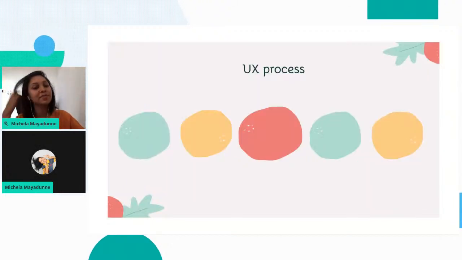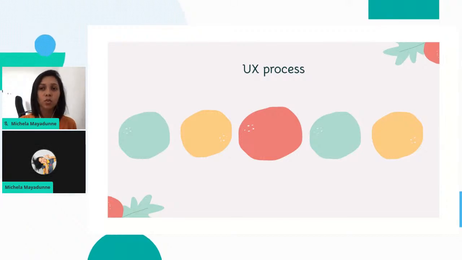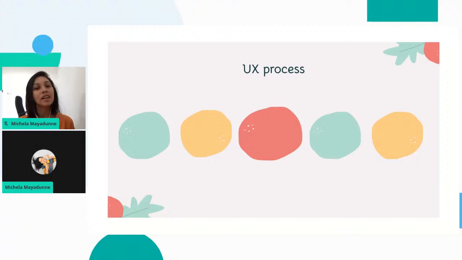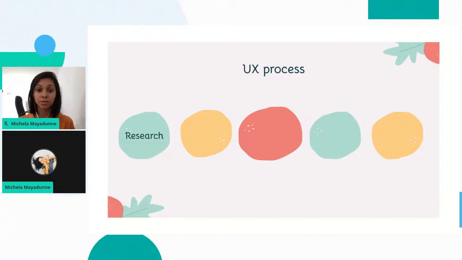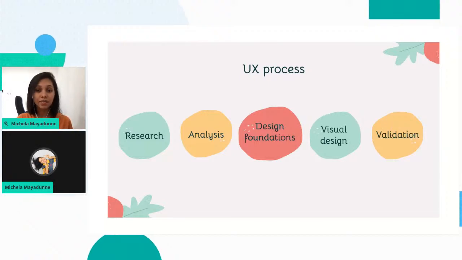So let's get started. When it comes to designing user experience, we all, as UX designers, have to go through a UX process. So the UX process looks like this for us in the company. But keep in mind that these processes change from company to company depending on the company size, what they do, and the project size. Also, the UX experts you have. So the first step is research, analysis, and then design foundations, visual design, and validation.